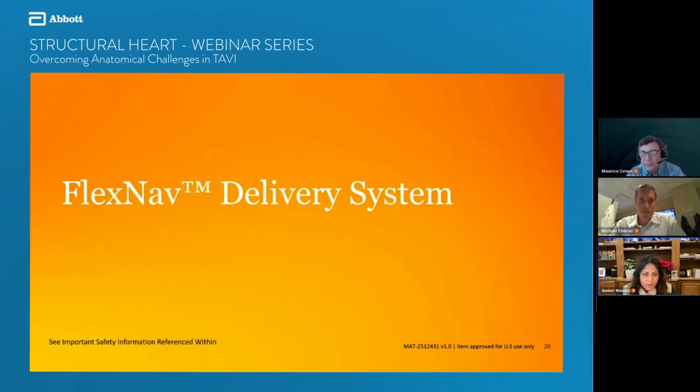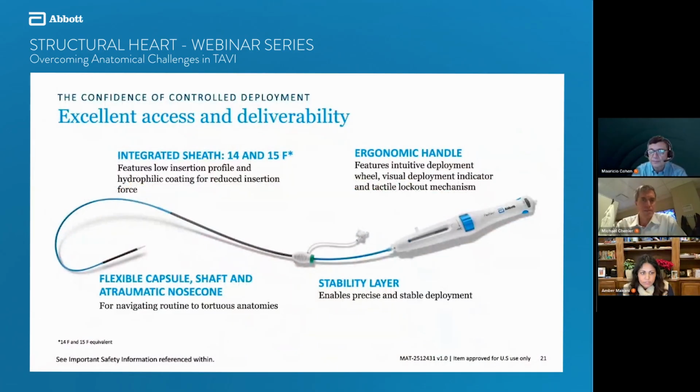Okay, great. Thanks. So I was going to talk a little bit about the FlexNav delivery system. Next slide, please. This is in short what the delivery system looks like. You've got the handle, and as you can see, the major blue wheel is your main deployment wheel. It locks out at about 80%. You get a similar kind of rumble when you get to that 80%. In order to go past the 80%, once you confirm optimum position, there's a button that pops up right ahead of the blue wheel that you push down before proceeding with valve deployment.